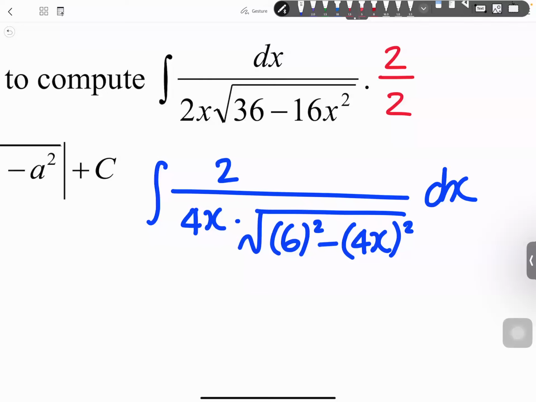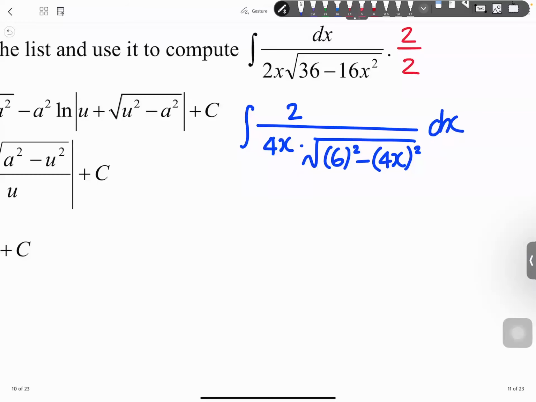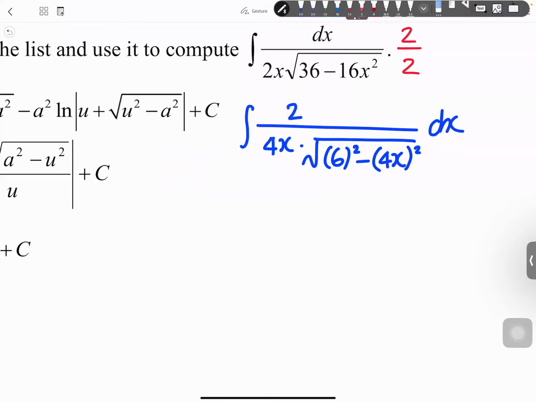So now you see that my terms that I intend to let equal u or u squared now match. So this is going to make things a whole lot easier. It did introduce an additional coefficient to the numerator, but that's fine. Coefficients hold over. Now, when you use a table formula, you have to remember to do proper u substitution. So I'm going to write down here my u in my problem. So u squared is equal to 16x squared. Let me just write this properly.